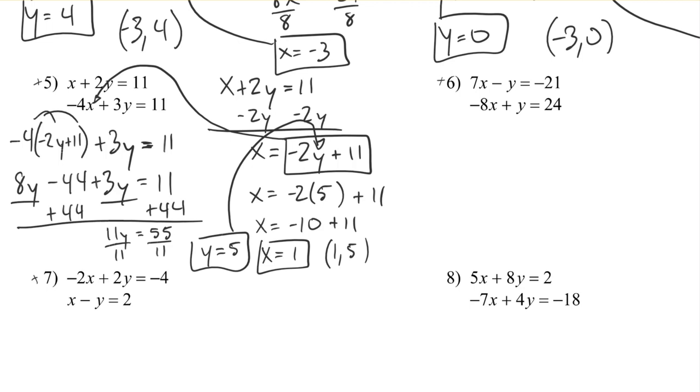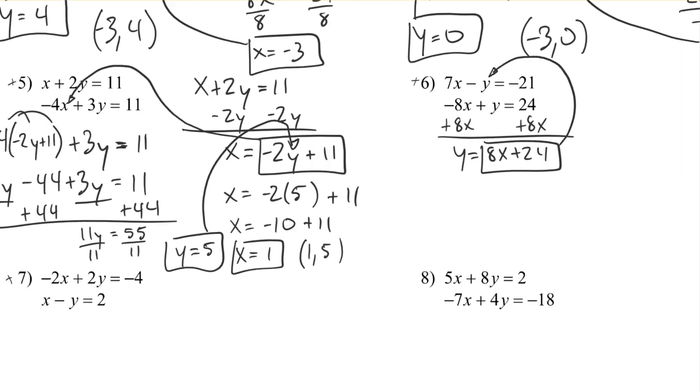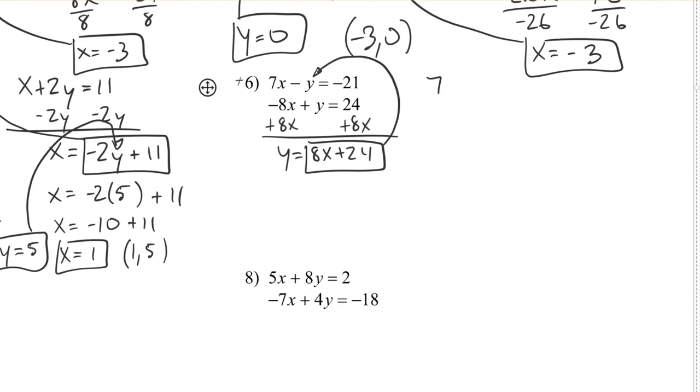Problem 6. It looks like we can solve this bottom equation by just adding 8x to both sides. So we get y equals 8x plus 24. So our y value is 8x plus 24, so we're going to substitute that in for y in the other equation. So we've got 7x minus y equals negative 21, and we're substituting in an 8x plus 24.